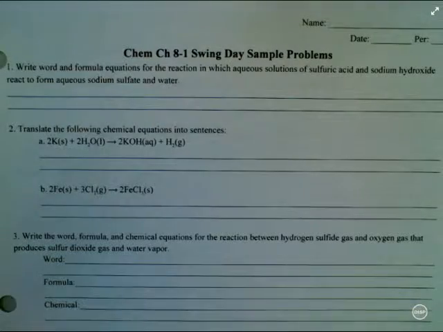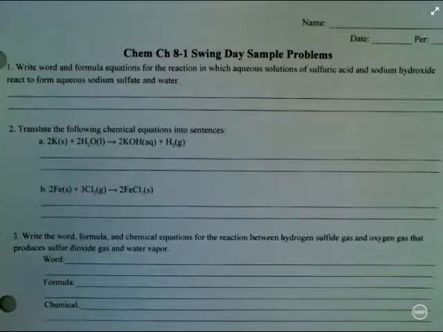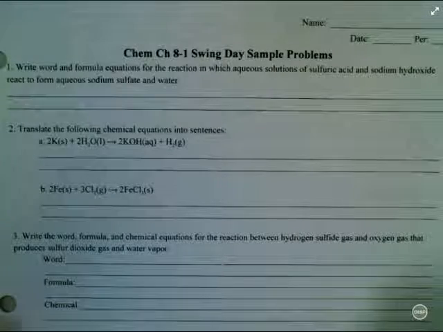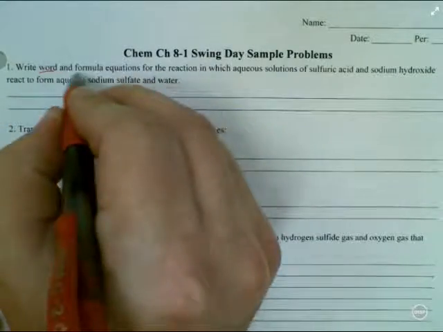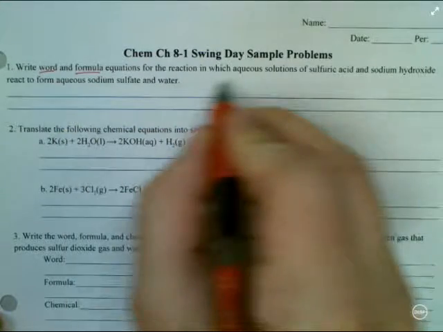All right, chemistry, let's start your sample problems for Chapter 8, Section 1. Number 1, write word and formula equations for the reaction in which aqueous solutions of sulfuric acid and sodium hydroxide react to form aqueous sodium sulfate and water. Now, we have two tasks here, word and formula equations. Now, formula, let's just go ahead and start with that.